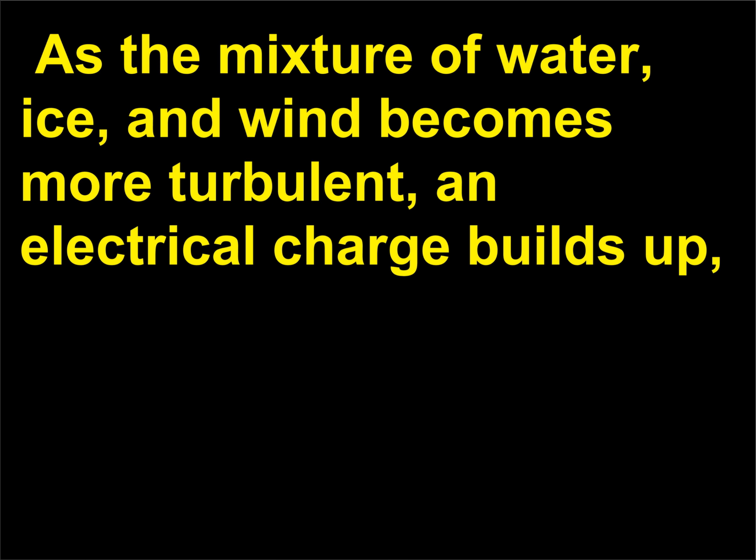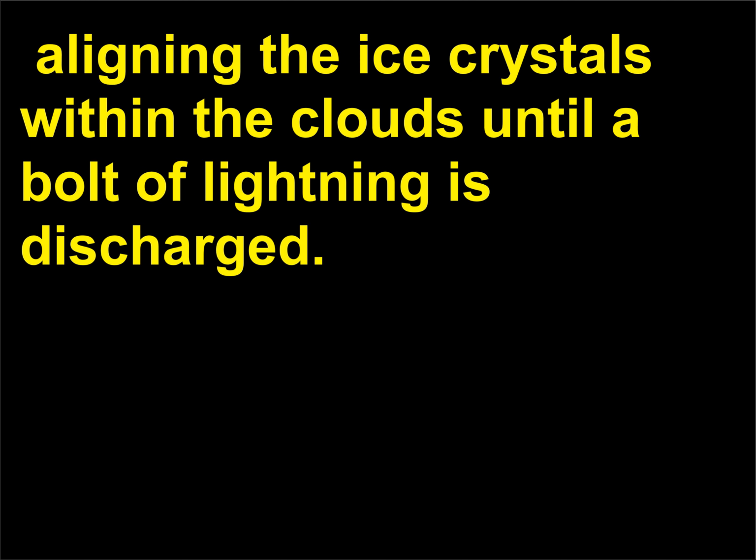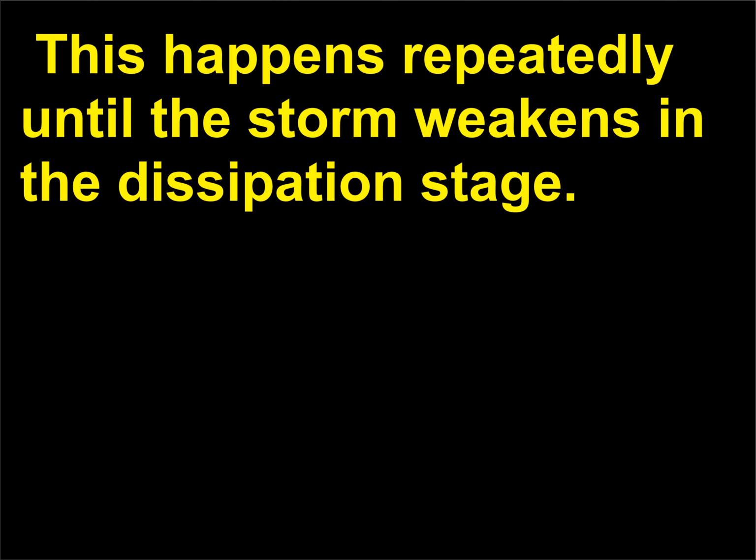As the mixture of water, ice, and wind becomes more turbulent, an electrical charge builds up, aligning the ice crystals within the clouds until a bolt of lightning is discharged. This happens repeatedly until the storm weakens in the dissipation stage.